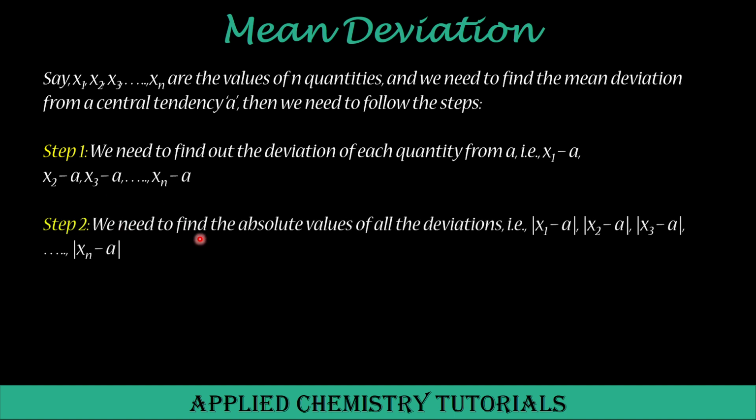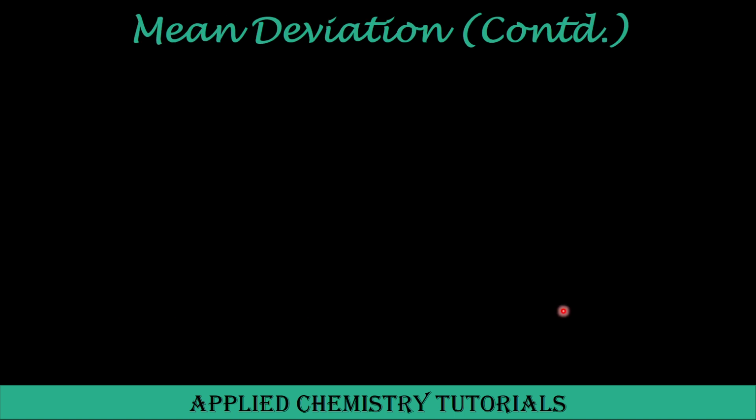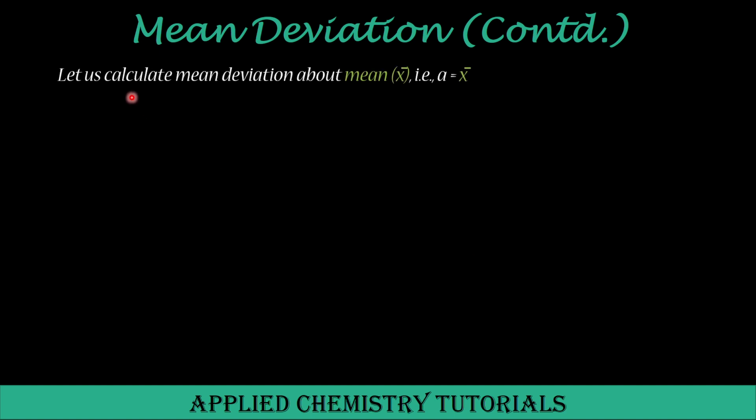In step 2, we need to find out the absolute values of all the deviations, that is modulus of x1 minus A, modulus of x2 minus A, modulus of x3 minus A up to modulus of xn minus A. And in the third step, we need to find out the mean of these absolute values of the deviations. For our given example, let us calculate the mean deviation about mean. The central tendency here is mean, that is A equals x bar.